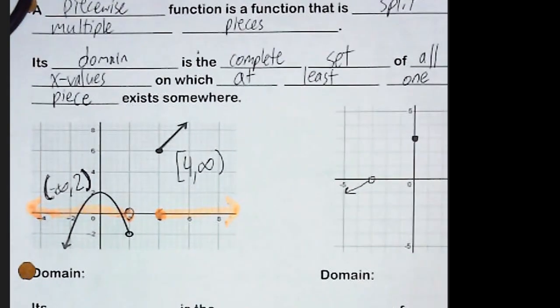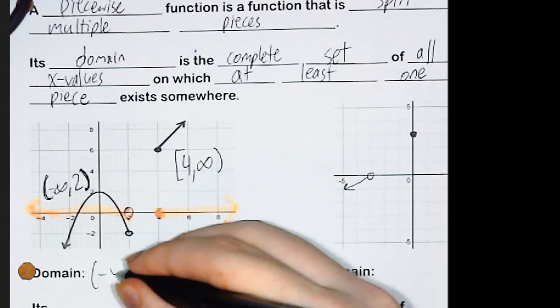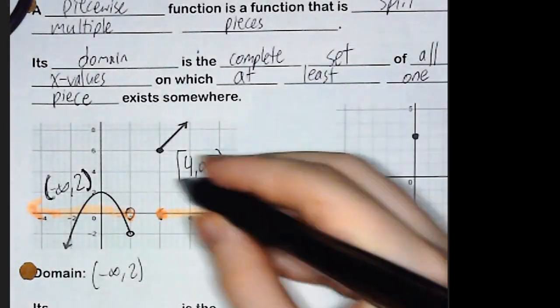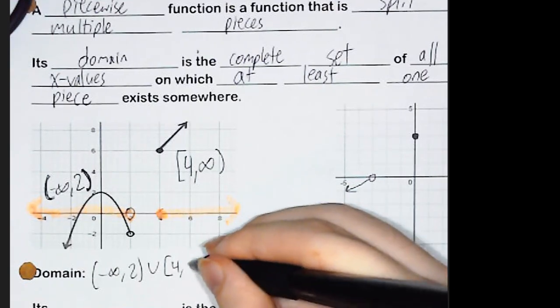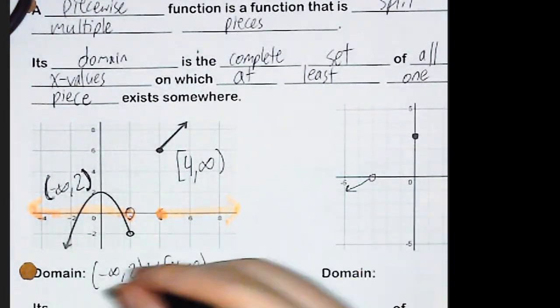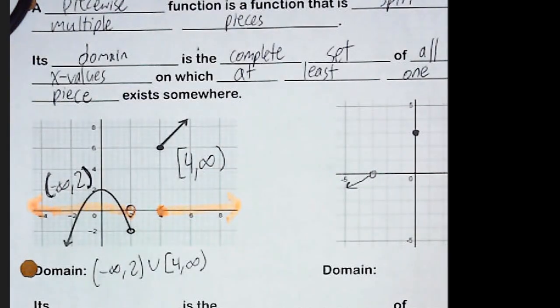So when we write the domain, we want to write it as the complete set. So what we're going to do is we're going to take the domain of our first piece and union it with the domain of the second piece. And now we have a complete set of every x value on which at least one of these pieces exists.